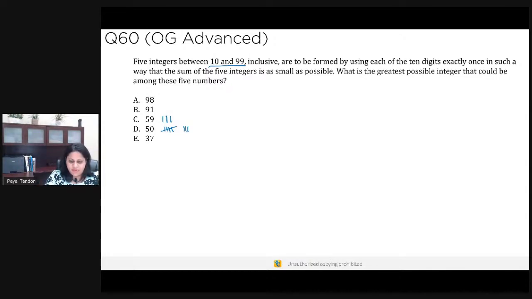That 5 integers between 10 and 99 inclusive are to be formed using each of the 10 digits exactly once. Now, what is the implication of that exactly once? That there is no repetition at all. So there's no repetition allowed here. Exactly once in such a way that the sum of the 5 integers is as small as possible. What is the greatest possible integer that could be among these 5 numbers?